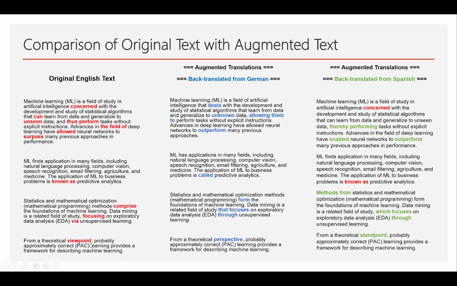And if you see here, "viewpoint" is changed to "perspective" and "standpoint", whereas in the other text everything remains the same. So here the objective is not to change the context or the meaning of the sentence, but to replace certain words with ones that have a similar meaning. So "known as" is replaced by "called", and then here it says "the statistics and mathematical optimization methods". Here it says "methods from statistics and mathematical optimization". So it's really very interesting to see.